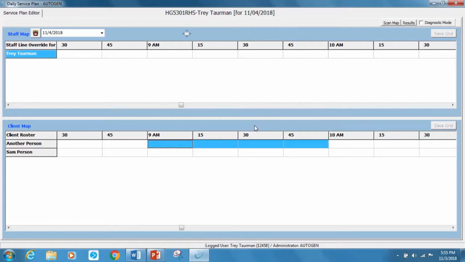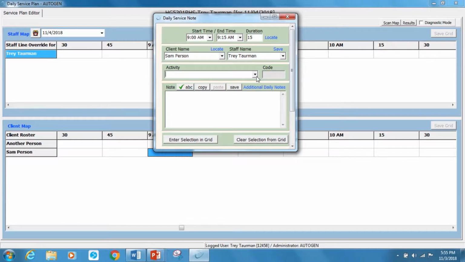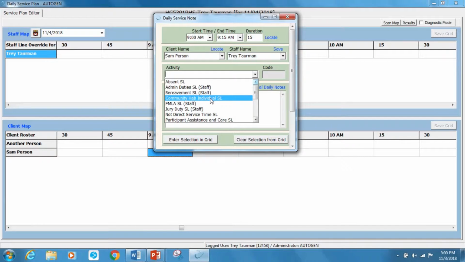So let's say, again, it's the 4th of November, and I want to take Sam out into the community. Now, one thing you want to make sure of is, as you can see, it's community hab individual. So it's me taking one client out at a time. Now, this is where it might get a little hairy.